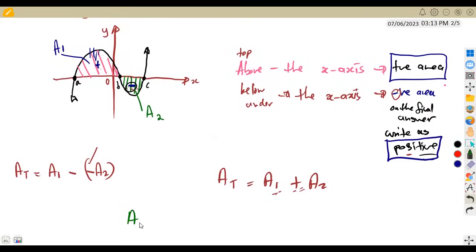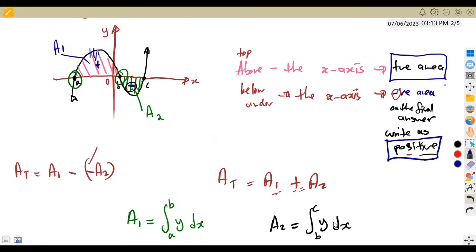Our area 1 is taken from A to B. So it is going to be the integral of y with respect to x taken from A to B. That's how you calculate your area 1. You find your answer. Then you move on, you calculate your area 2. Your area 2 is taken from B to C. So this is the integral of y with respect to x taken from B to C. So our lower limit is B, upper limit is C.